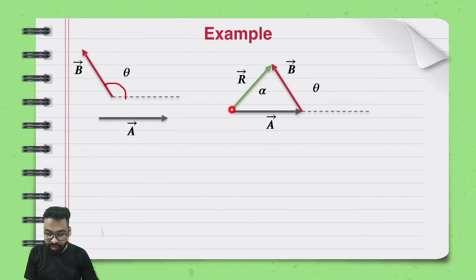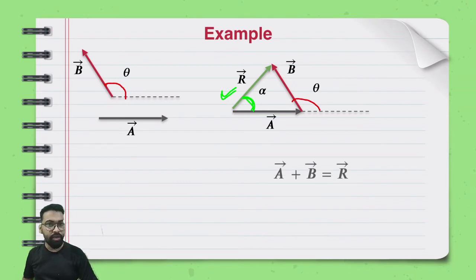A vector I have taken directly. B I have slid over here such that this angle is theta. So finally I can say that this is the third side, the R vector that you see. This is the resultant vector and you can say that this is the third side of the triangle. And if I draw this angle as alpha, the next things that I can say is, first of all, that vector A plus vector B equals vector R.